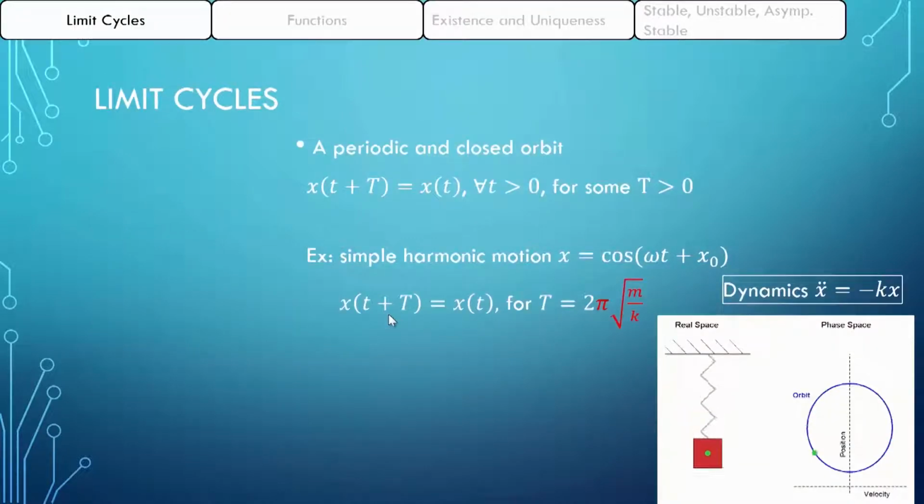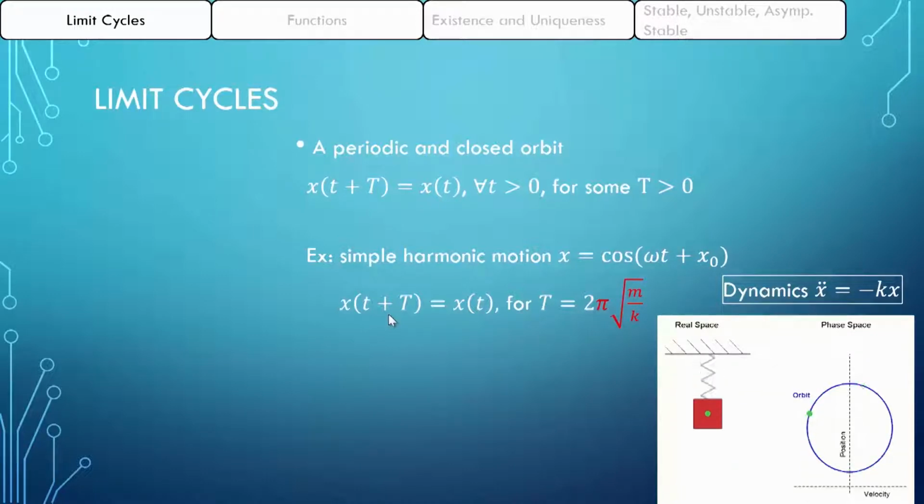So for limit cycles, I believe you have seen this kind of system before. The definition of a limit cycle is x(t + T) = x(t). This T is a positive constant, a time which is positive, for some capital T. So this capital T, you can consider as a period, 周期. After a period T, the solution, the state will repeat.